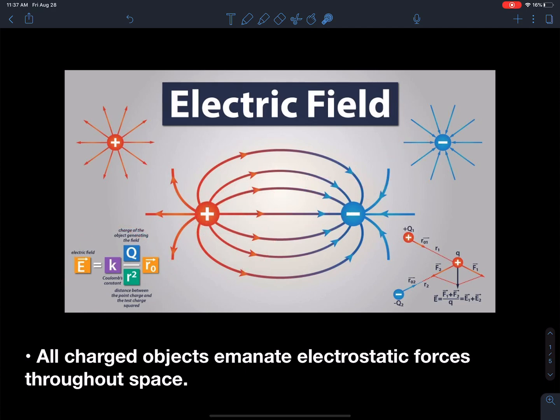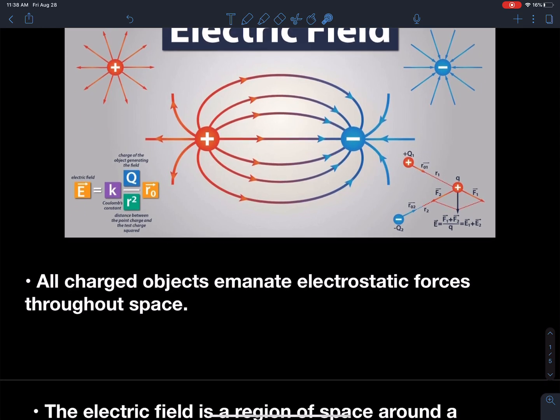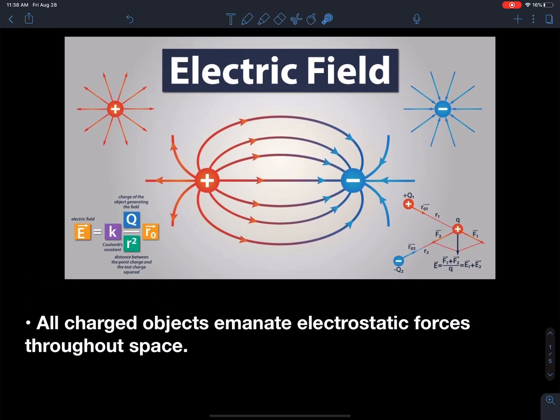And then you would see an equation for electric fields where E with a bar on it represents the electric field. K is Coulomb's constant. And this looks a lot like Coulomb's law, but it's missing something. It's missing a Q over here. And this R, don't worry about that R for now. That's a vector thing. All right, so we would just be looking at something like that. We're going to explore that formula in a bit. And then here, if I had multiple charges in a system, how would they work together to create an electric field in space? Okay, so all charged objects, such as this one or that one, emanate electrostatic forces throughout space.